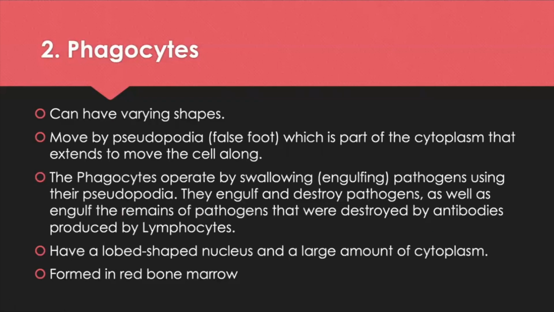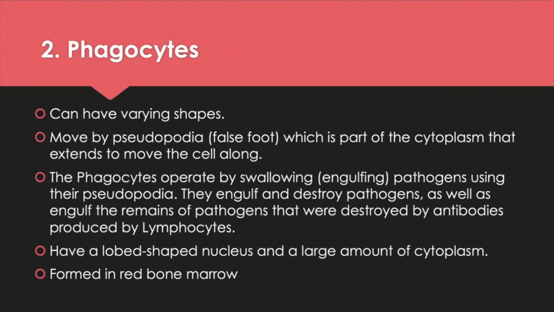They can have varying shapes. Most of them move by something called pseudopodia, also known as a false foot, which is just an extended part of its cytoplasm. It just pushes out its cytoplasm a bit to act as a foot to help it swim or crawl along, right?